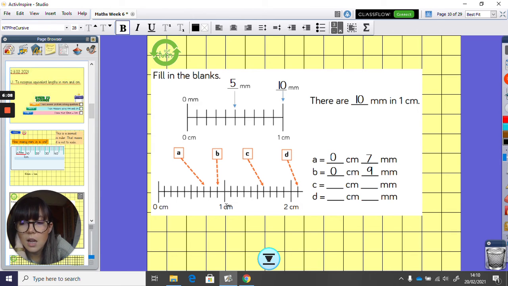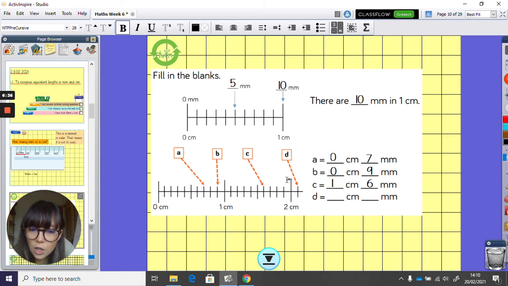Now C is longer than 1 centimetre. So we can start at our 1 centimetre, but it's not as long as 2, is it? So we know that there's 1 centimetre at least in C. And then let's count up in our millimetres. So 1 millimetre, 2, 3, 4, 5, 6 millimetres. So C is 1 centimetre and 6 millimetres.